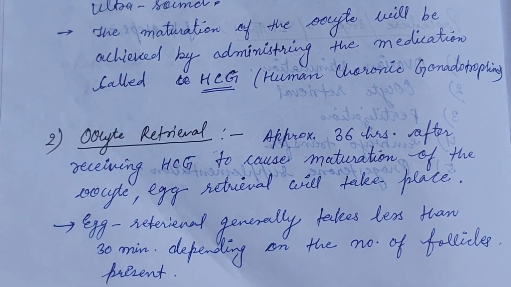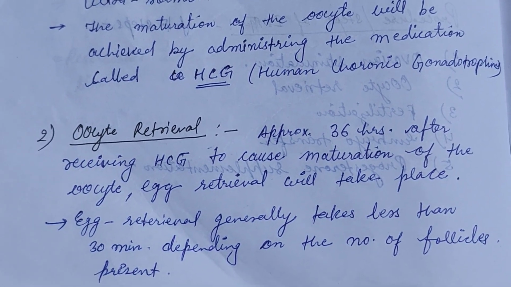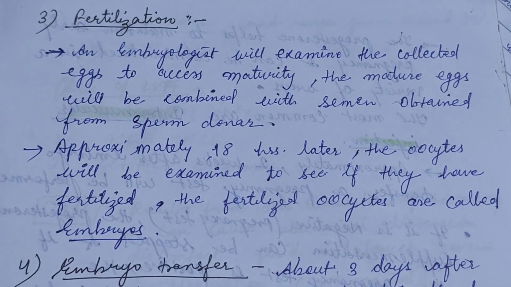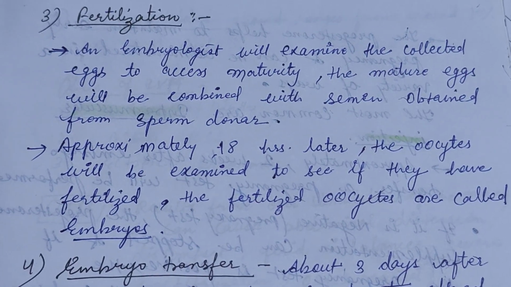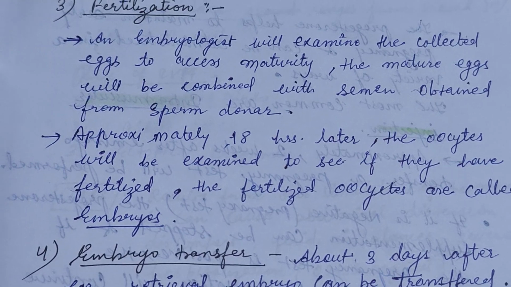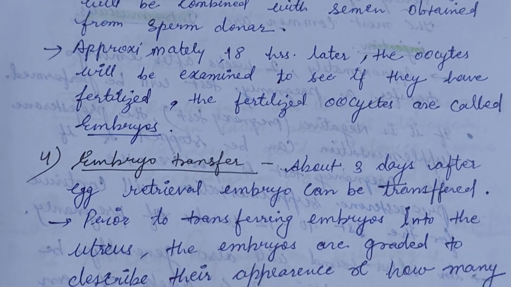Next is the oocyte retrieval. Approximately 36 hours after receiving the hCG to cause maturation of the oocyte, egg retrieval will take place. The next step is fertilization. An embryologist will examine the collected eggs to assess maturity. The mature eggs will be combined with the semen obtained from the sperm donor. The fertilized oocytes are called embryos.